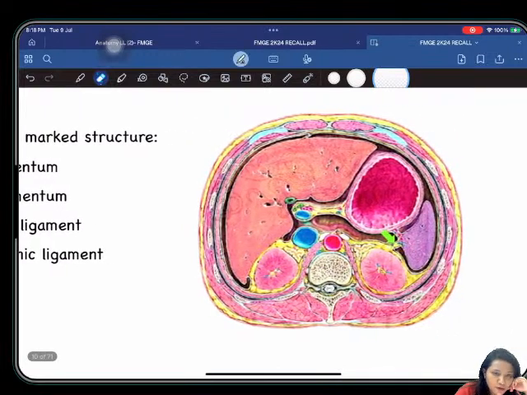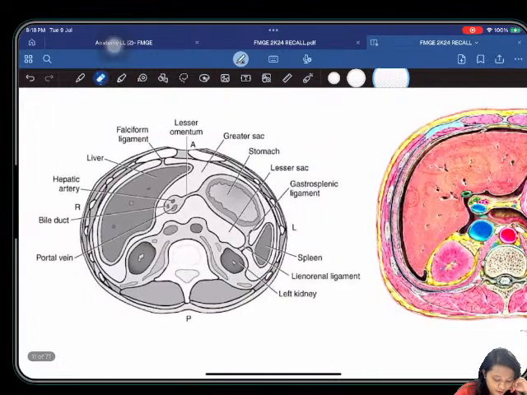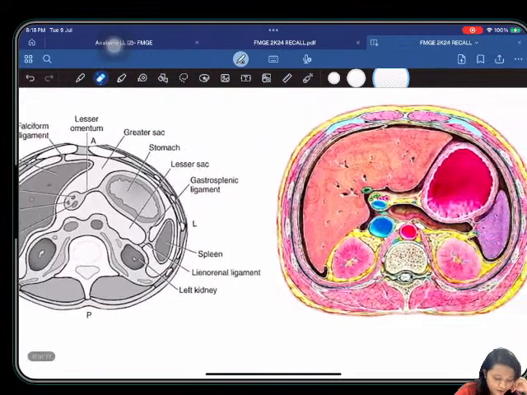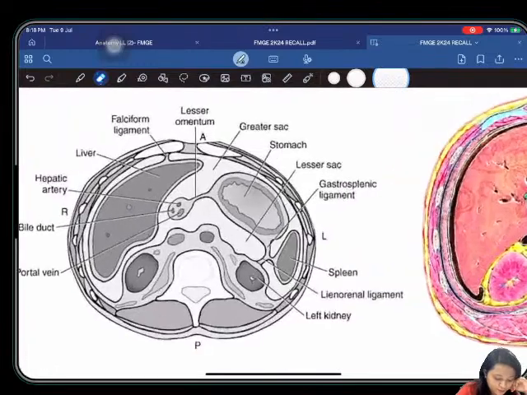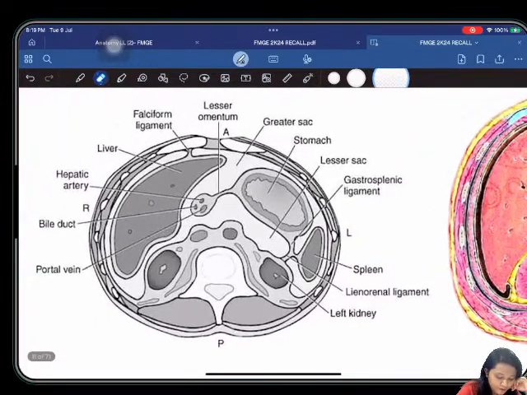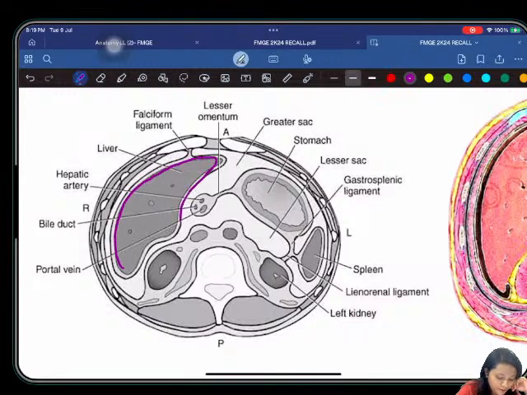Before going to the answer, let us see the cross section. This is the cross section at the level of the T12 vertebra, and you can see the structures here. There is the liver, the stomach, the kidneys, and this is the spleen.